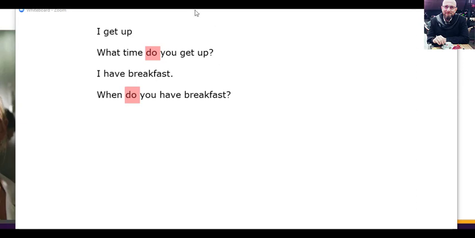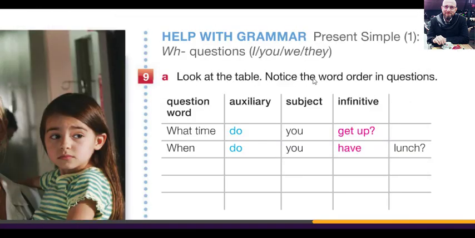Okay, so let's go back to the book. Look here, they say look at the table, notice the word order in questions. Question word, what time or when. After that, the auxiliary. And the same thing as we said here. If you, for example, delete do, what time you get up, when you have lunch, everyone can understand the question, but grammatically, no, it's not correct. We should write do. So what time do you get up? Question word, auxiliary, subject, infinitive. Infinitive means the original verb, clean verb. You don't add anything to the verb. Get up, have. And in the future, you will understand more what we mean by infinitive.